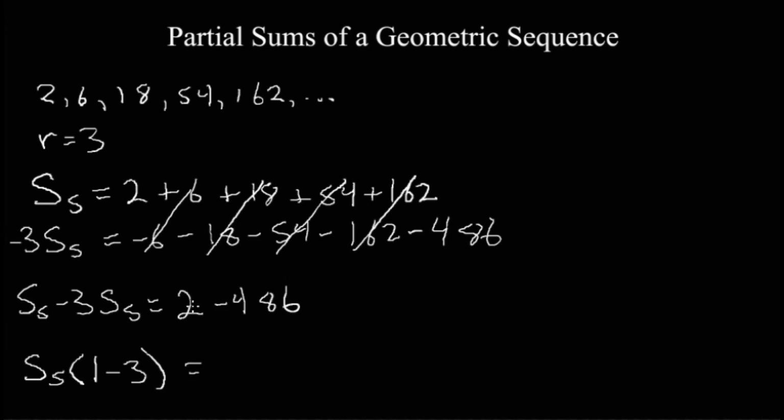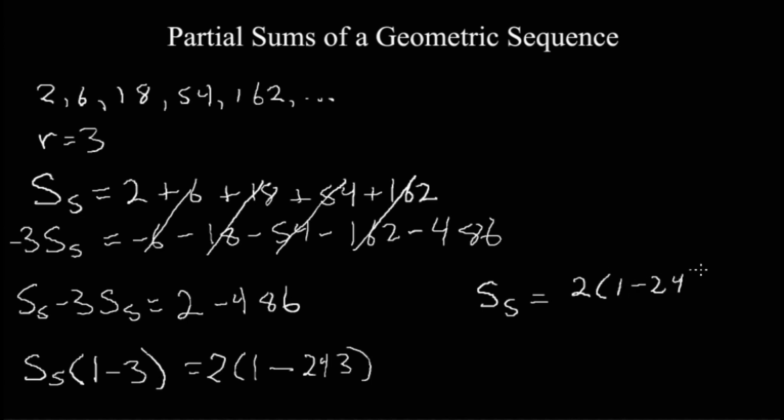On the right side, we have two terms, and both have a common factor of 2. So we're going to factor out that common factor. 2 times 1 minus, and 2 times 243 will give us 486. Well, now to get S sub 5 by itself, we'll just divide both sides by 1 minus 3. So S sub 5 is equal to 2 times 1 minus 243 all over 1 minus 3. And there we have it. The fifth partial sum is equal to all this.